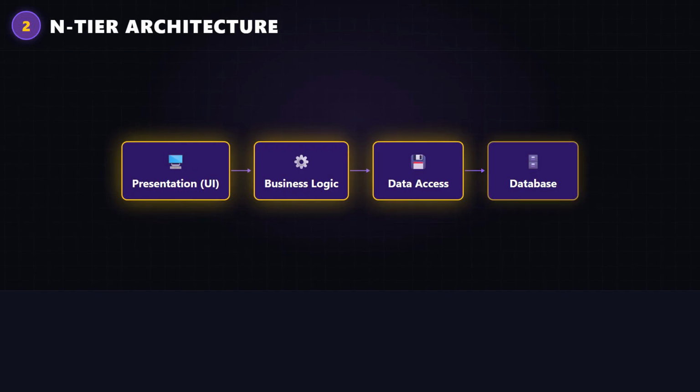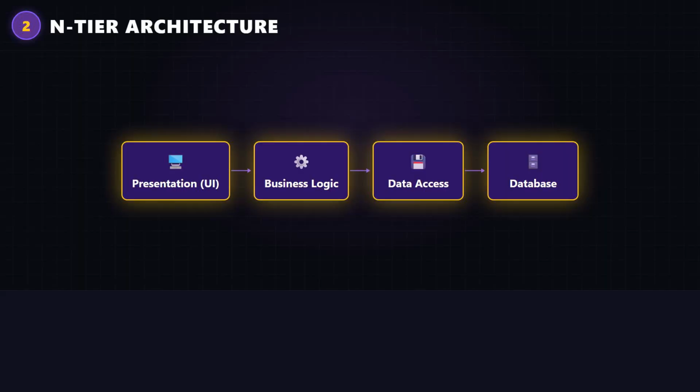If I talk about an example, picture an online store. The presentation layer is your product page. The business logic layer checks things like, is this item in stock, or applies the discount code, and the data access layer actually pulls that product info from the database. So there are separate layers, each with its own job.